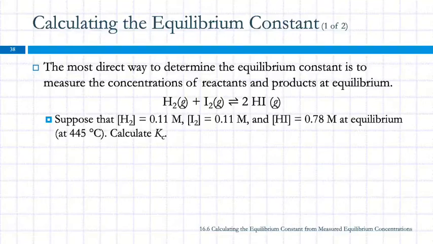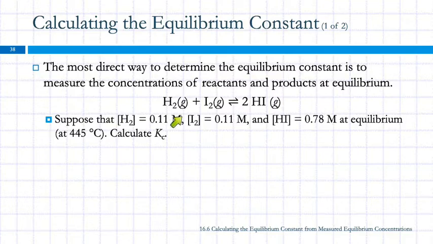Well, how do we calculate the equilibrium constant? The most direct way is to do the reaction and measure the concentrations of all the reactants and products at equilibrium, which sounds easy, but actually is a little bit challenging. But doing the problems is great because they just tell us what the concentrations are.